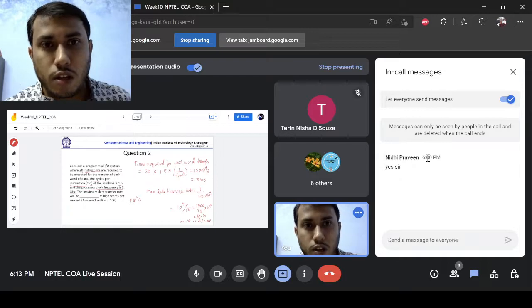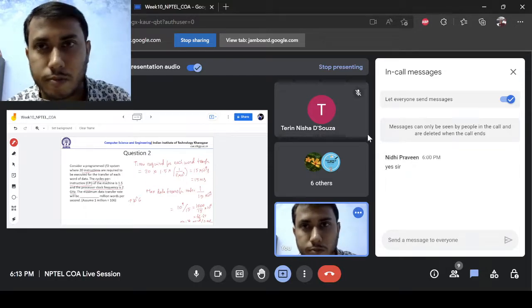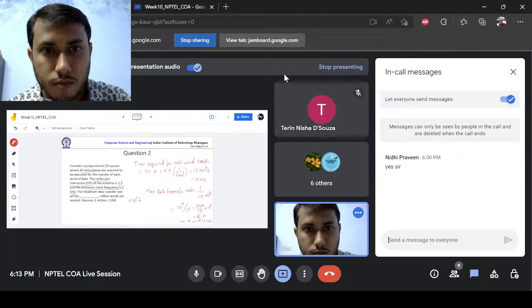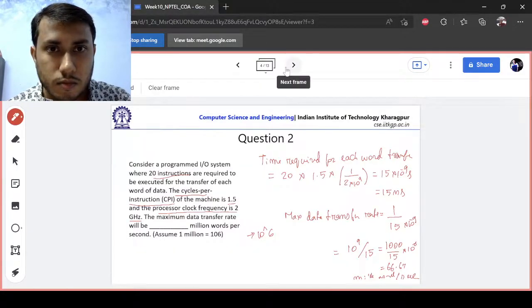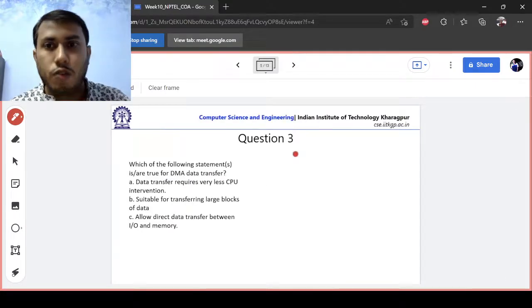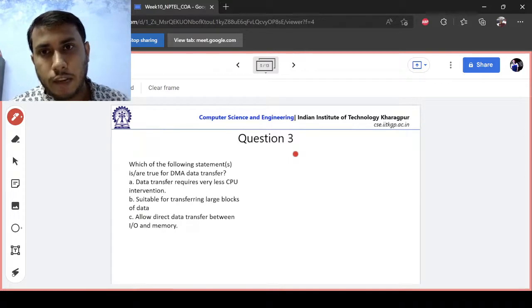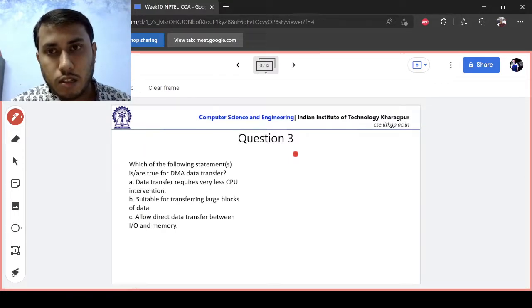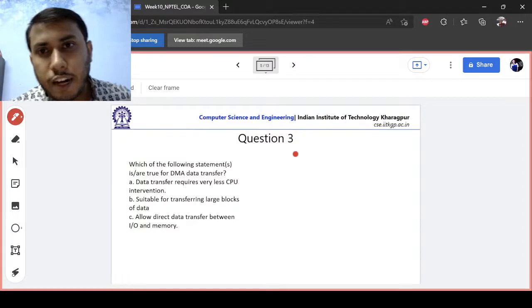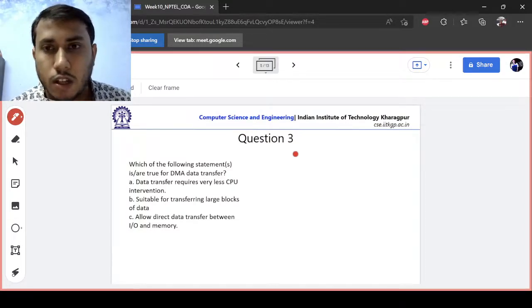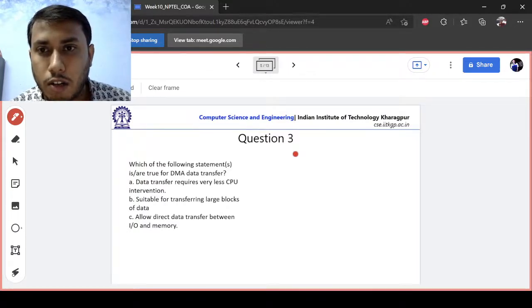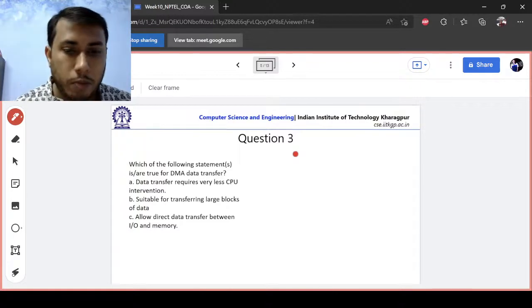Okay, let's go to the next problem. Which of the following statements is or are true for DMA, direct memory access data transfer? Option A, data transfer requires very less CPU intervention. Option B, suitable for transferring large blocks of data. Option C, allow direct data transfer between I/O and memory.